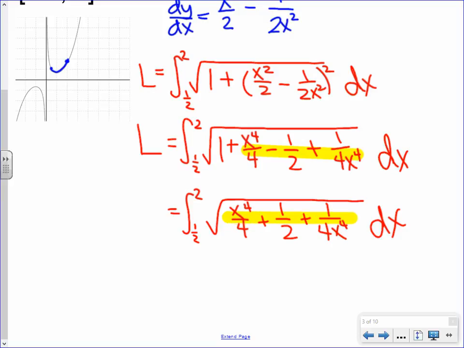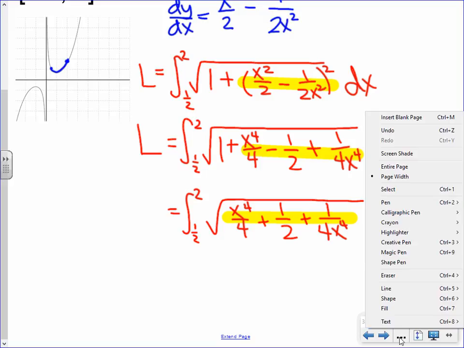Look at those two terms. They are the same except, okay, right? X to the fourth over 4. This one's minus 1/2. This is plus 1/2. This one is plus 1 over 4x to the fourth. Do you see how they're similar? Where did this come from? Right, when we squared the derivative.